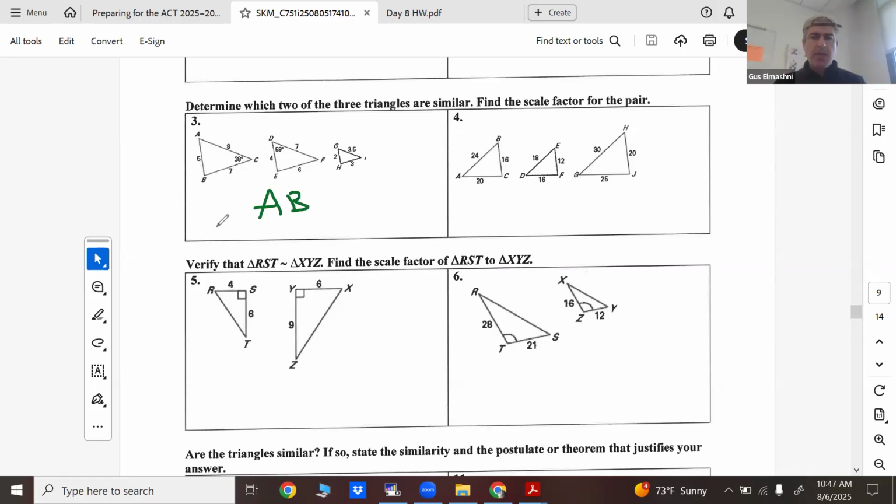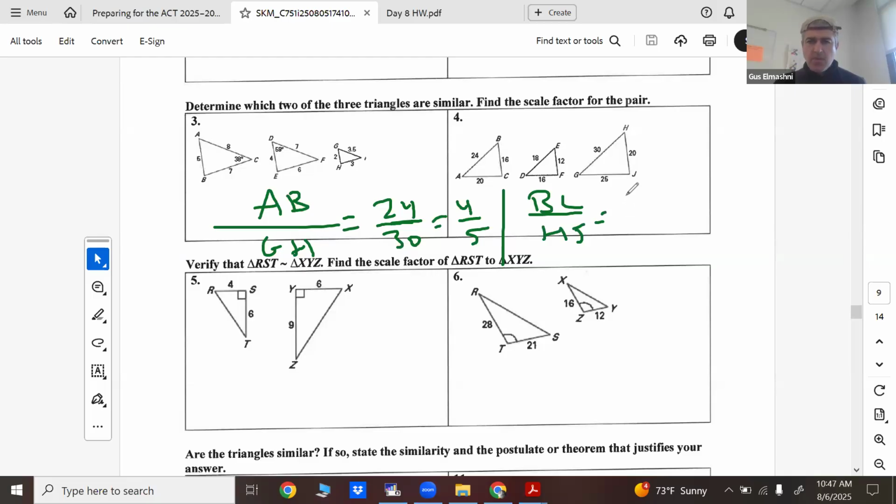AB to GH. Isn't that 24 to 30? So that's 4/5. Let's look at BC to HJ. That's 16 to 20. That's also 4/5.